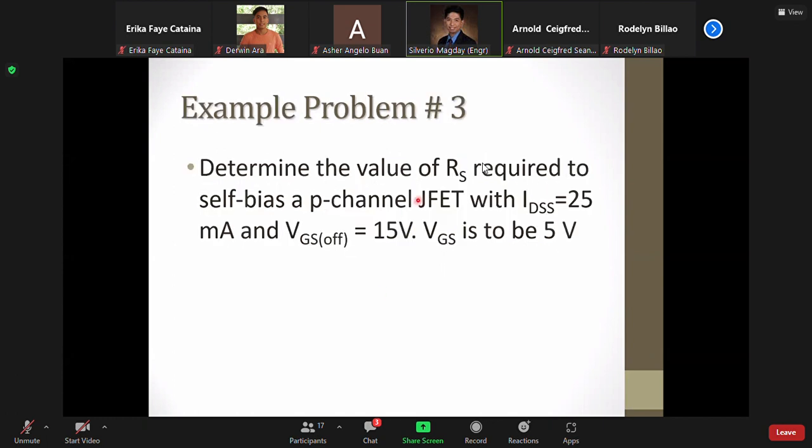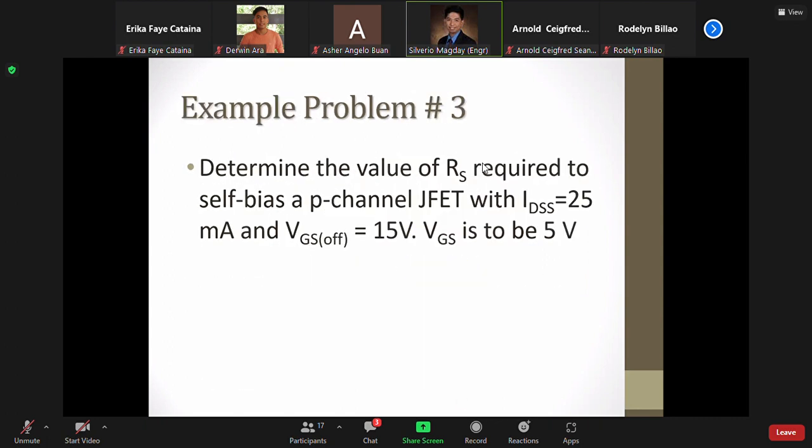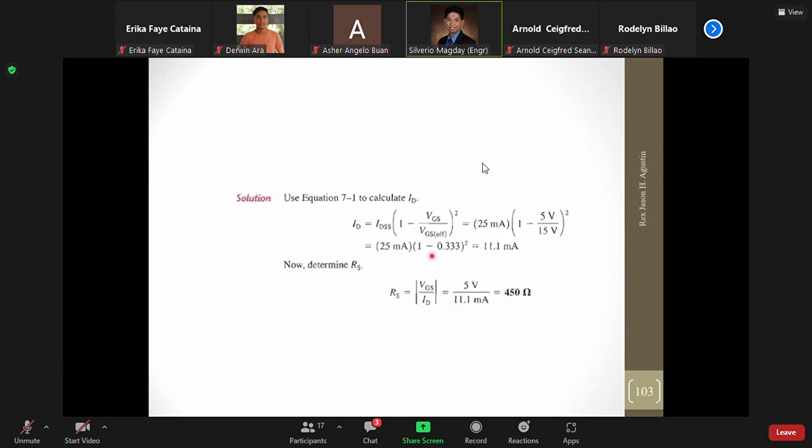So we determine yung value ng RS required to self-bias a P-channel JFET. So given, sinasundan lang din natin. So we solve ID. Given na tayo ng IDSS, we have VGS(off) at 15 volts, and your VGS is 5 volts. So through Shockley's equation, we can solve now your RS, which is VGS over ID, for setting now the Q point.